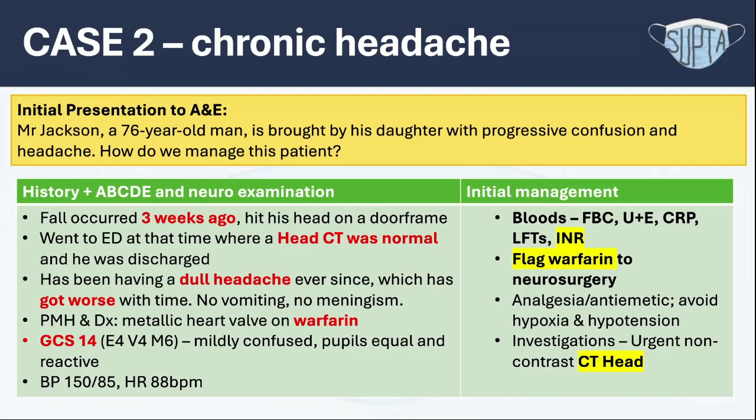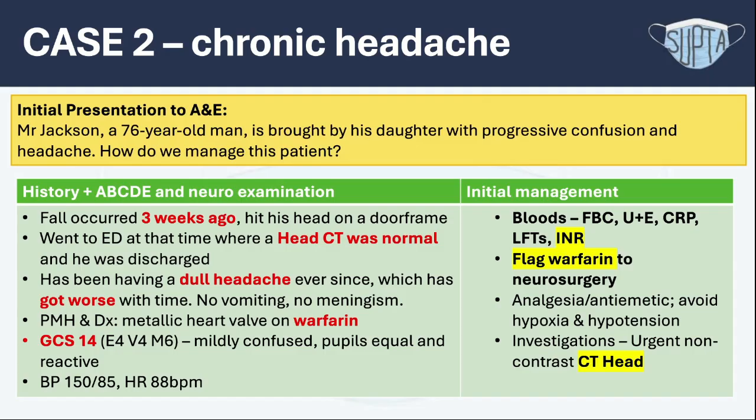As always, we begin with an ABCDE assessment in the ED, so we get the ED docs first, seeing the patient and doing a focused neurological examination. We also want baseline bloods, including an FBC, or full blood count, urea and electrolytes, U&Es, CRP, C-reactive protein, LFTs, liver function tests, and the INR, international normalized ratio, I think that it's called. The INR is important because it tells us how anticoagulated he is on warfarin.